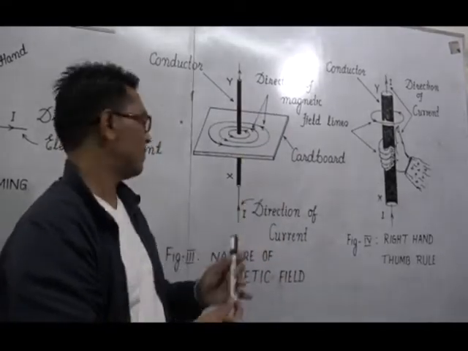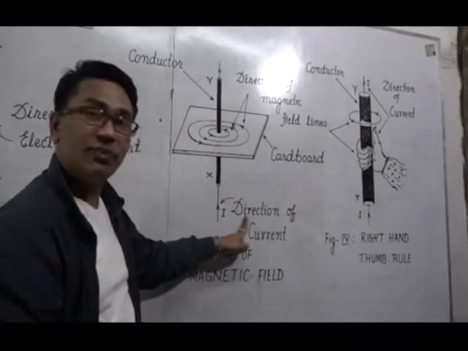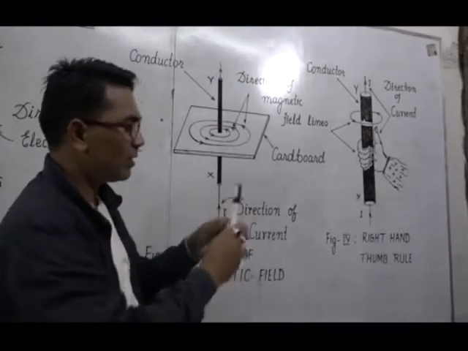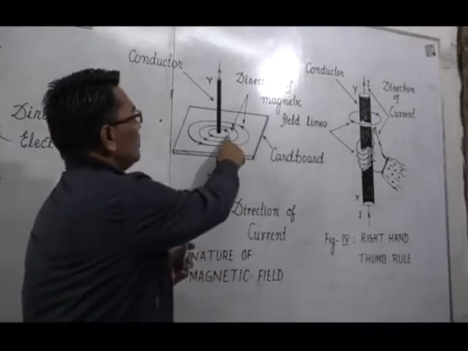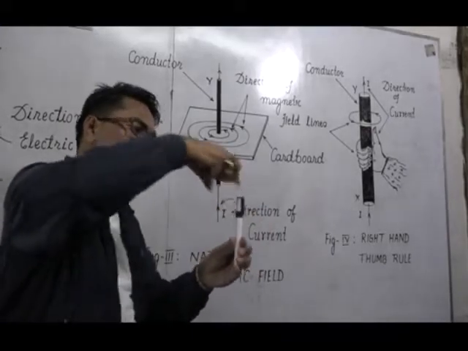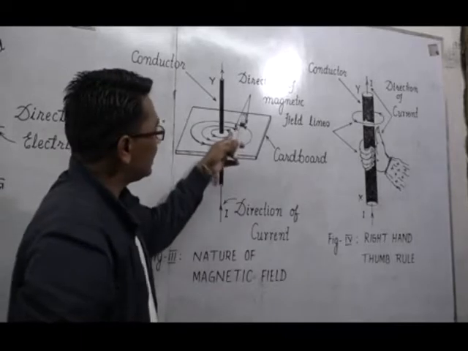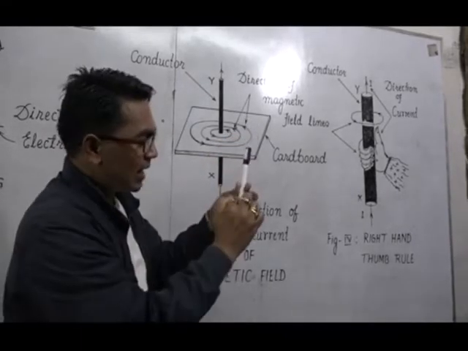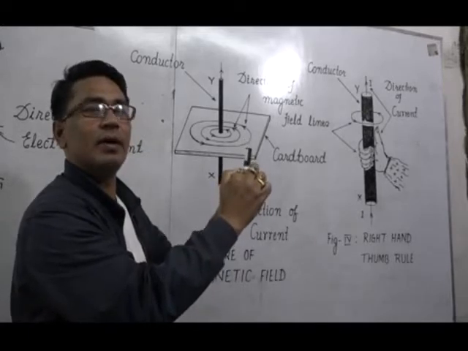Straight conductor X, Y: the electric current flows through the conductor, and according to the conductor it has a magnetic field in the shape of concentric and coplanar circles. Now when you put the conductor C in the center of the circles, the center of the circles is the conductor.